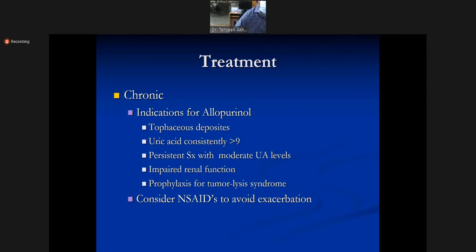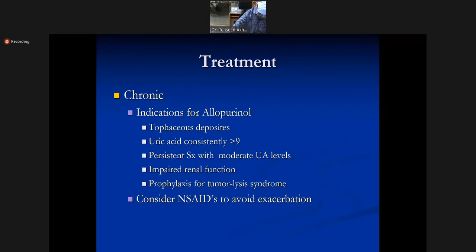In chronic cases, when allopurinol is indicated: allopurinol is a drug which inhibits the enzymes in the pathway of uric acid formation. So when you block this enzyme, the conversion of purine into uric acid is decreased. So we use it when there are tophaceous deposits.